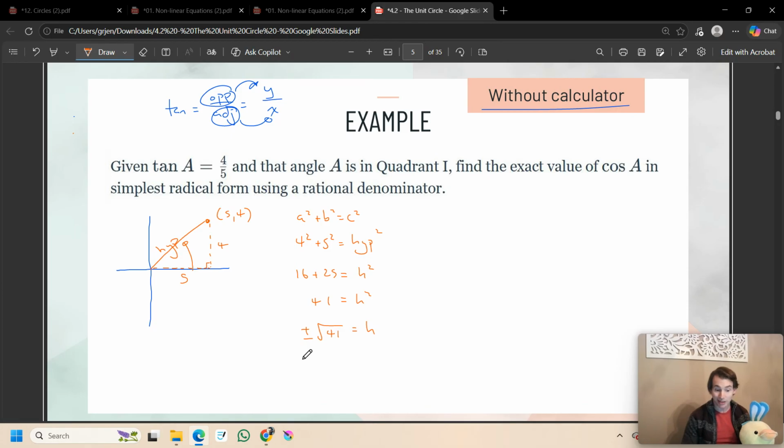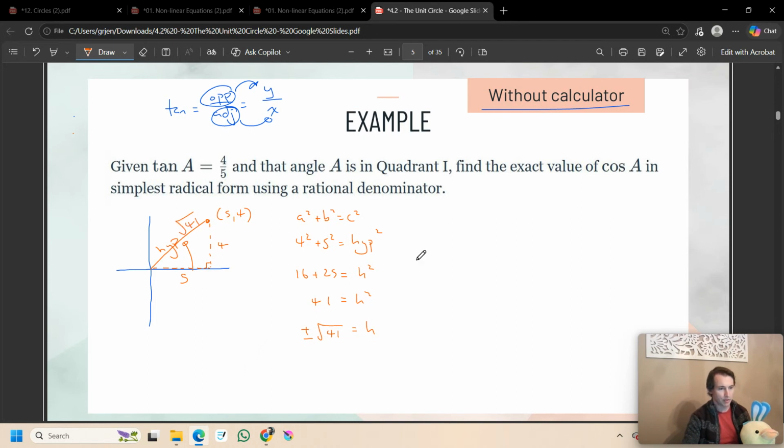Why plus or minus, you say? Well, negative numbers square to positive numbers. So whenever you use that inverse operation of square root on both sides, please add a plus or minus, or else an angel loses its wings, or maybe a bunny, a duck loses its ears. I don't know. So this is clearly positive. The hypotenuse is always positive, so this is root 41.